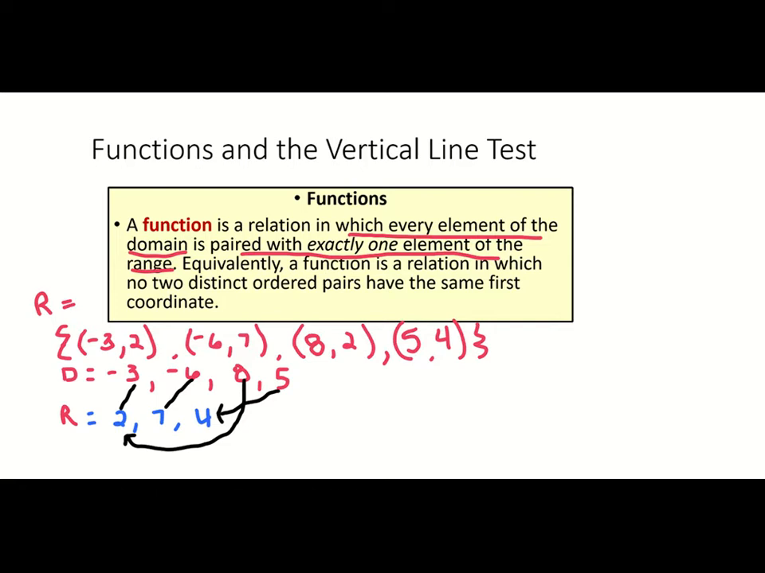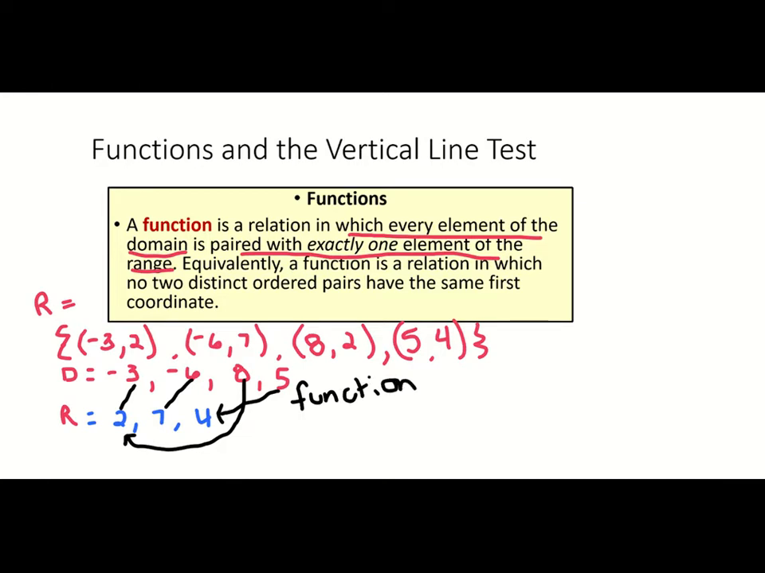Now, is this a function? Yes or no? The hard thing is we have 8 and -3 that both go to 2. But the definition of a function is each domain element has exactly one y value. Each member of my domain only goes to one range element. It doesn't matter that -3 and 8 both go to 2. That's okay. But every domain element has to have only one y value. So this is a function.